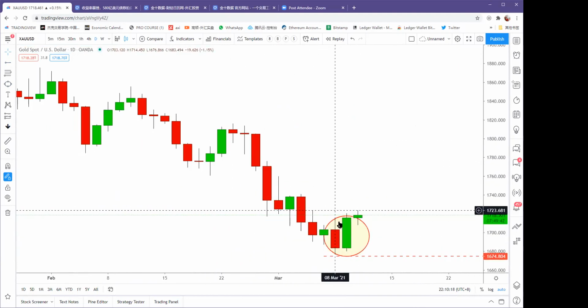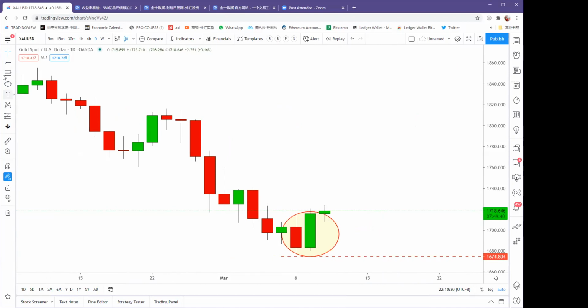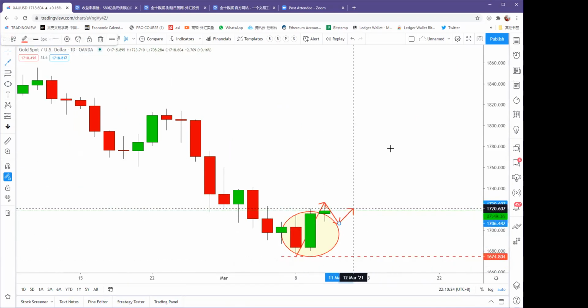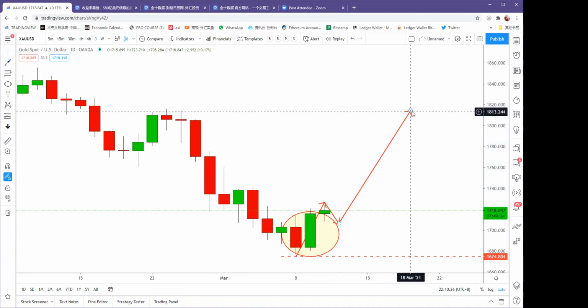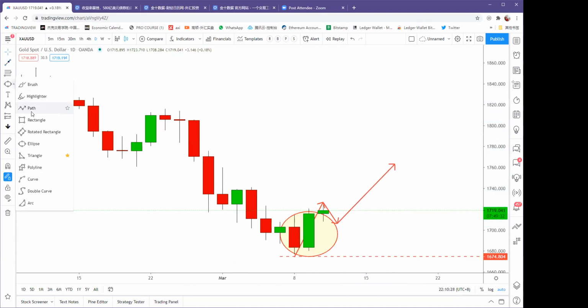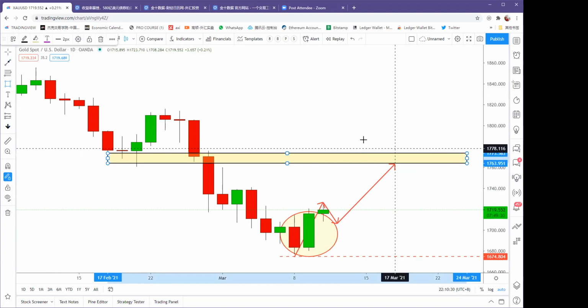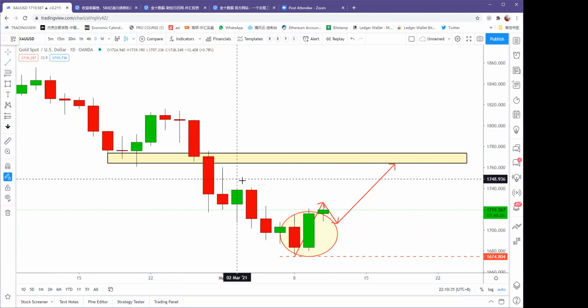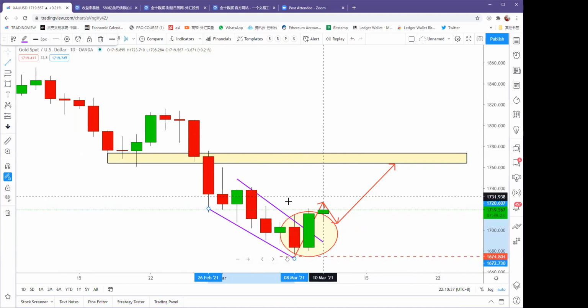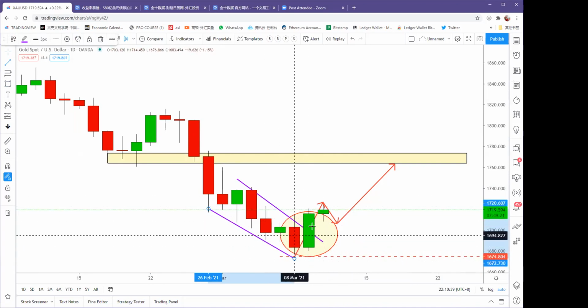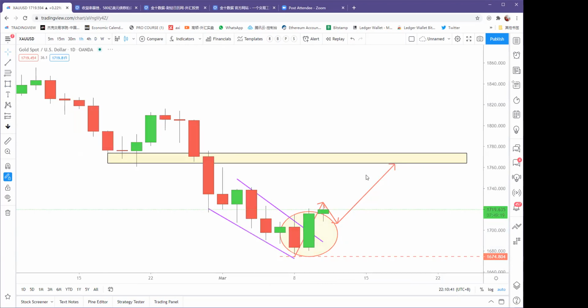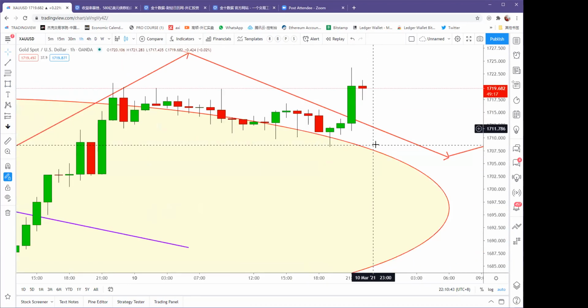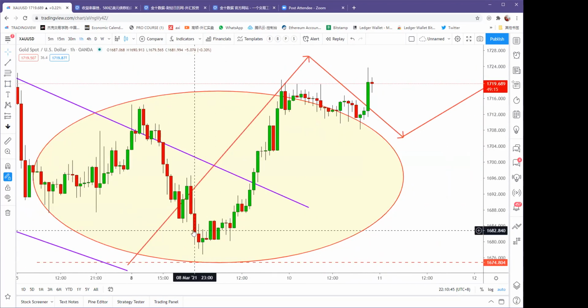Since this is an engulfing candle, we can go for a long trade and aim for 1760. This is the daily chart plan: an engulfing candle, a break of the previous downtrend channel, and a reversal pattern has appeared. If we go to the 1 hour chart, we can see there are several impulse waves already.